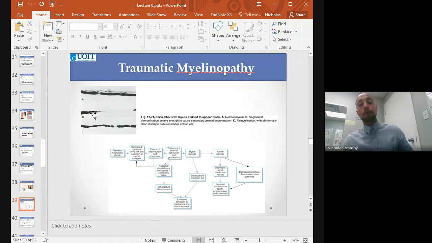Here we have what it would look like under a microscope. So remember, the myelin is stained black. So here we have this axon, it's lost its myelin.